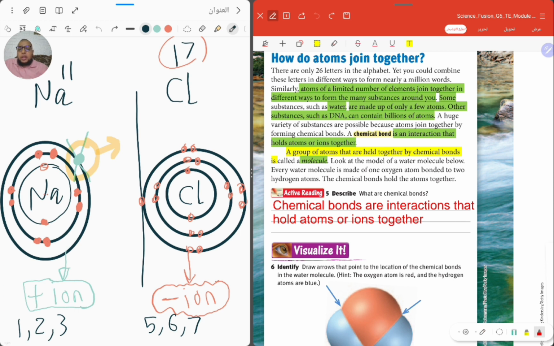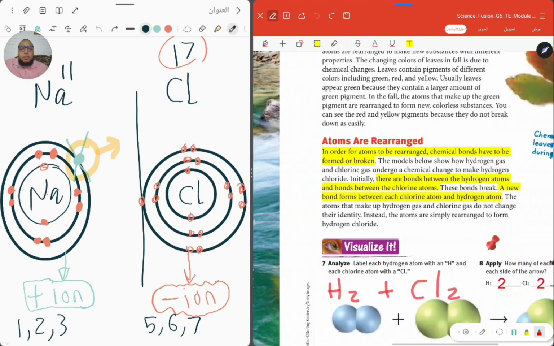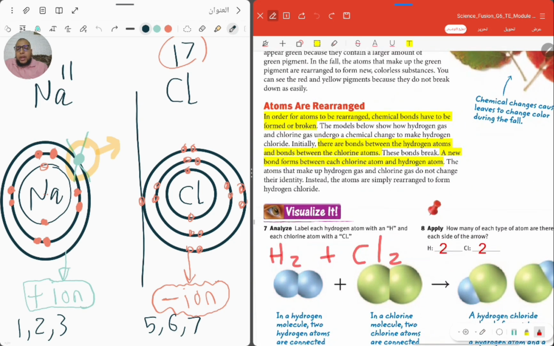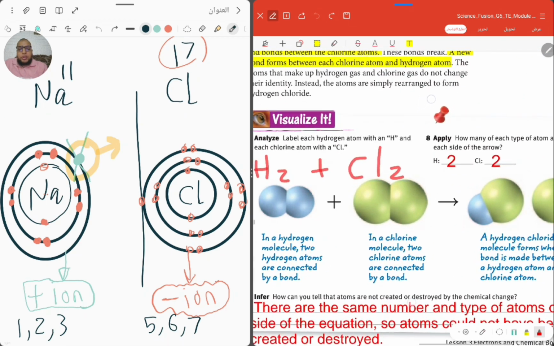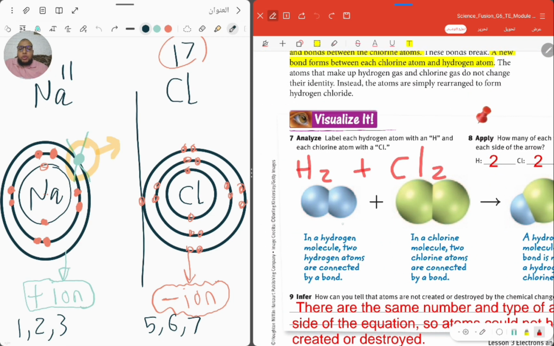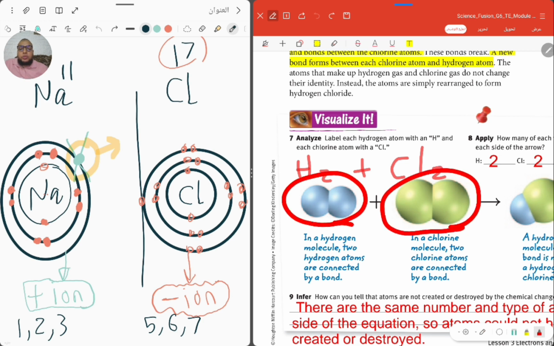Okay. What is a molecule, guys? A molecule is a group of atoms that are held together by a chemical bond. How? We have here an example. That is a hydrogen molecule, H2, and a chlorine molecule, Cl2.